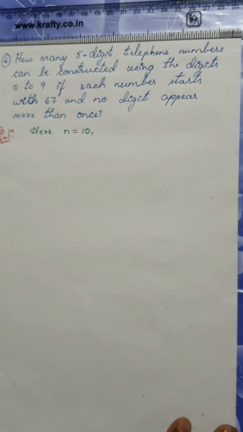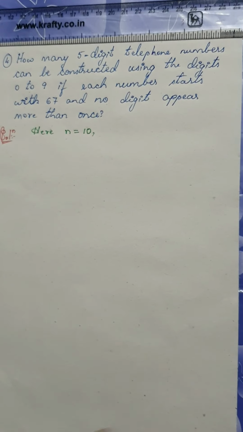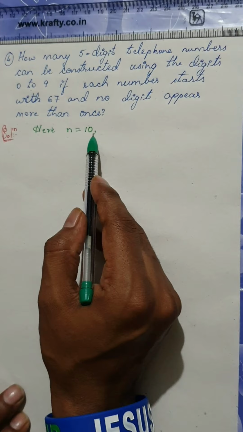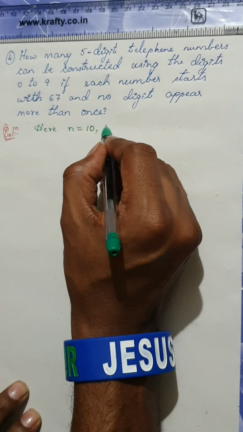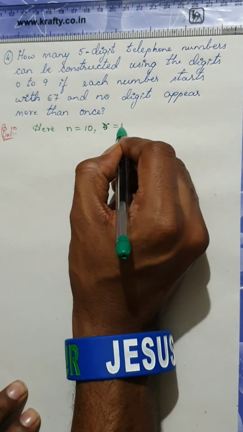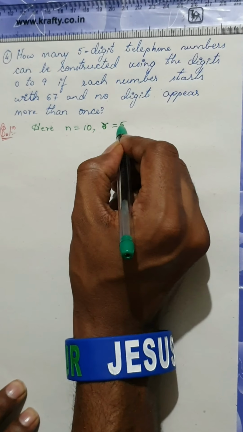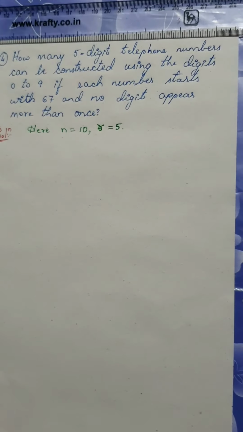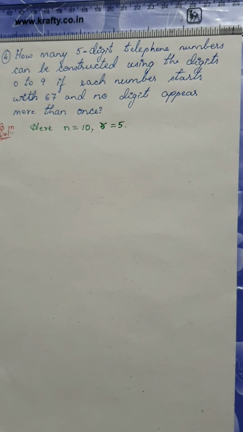Okay, some people say 99 and lots of zeros. So don't do that. Zero is also allowed in the phone number. Now, how many digit number do I want? So I want 5. This is nothing but my r. r is nothing but 5. Okay, we are going to solve this by using the fundamental principle of counting.